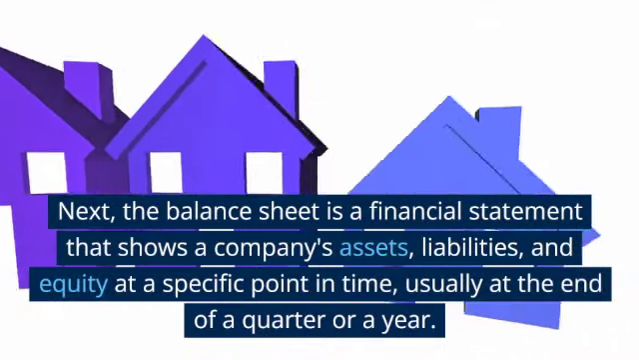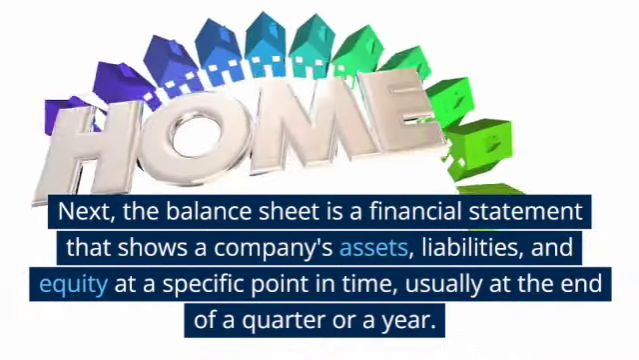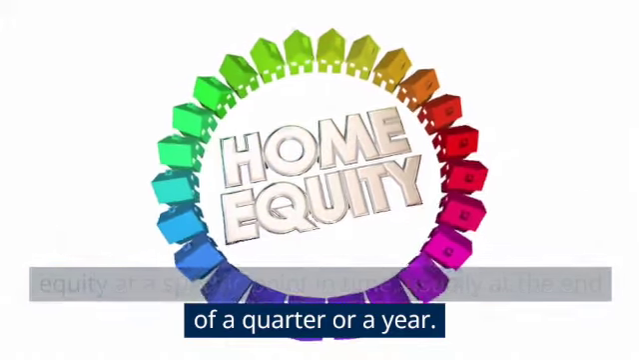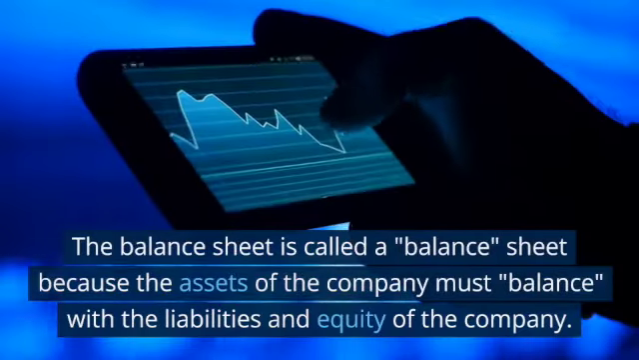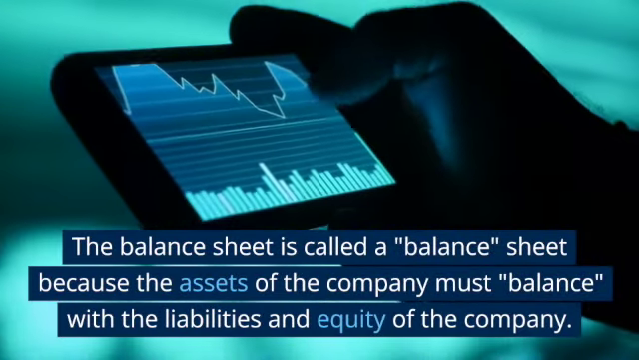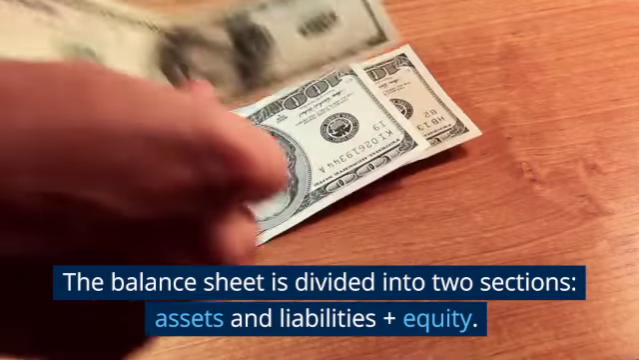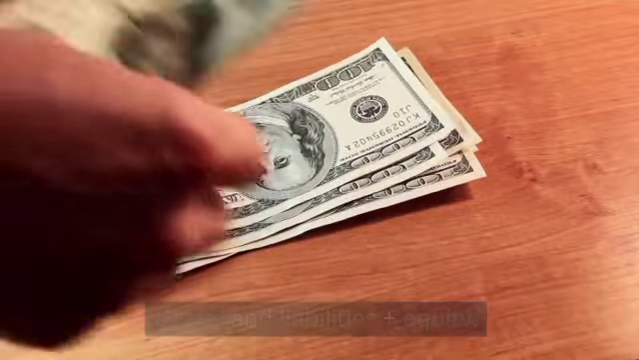Next, the balance sheet is a financial statement that shows a company's assets, liabilities, and equity at a specific point in time, usually at the end of a quarter or a year. The balance sheet is called a balance sheet because the assets of the company must balance with the liabilities and equity of the company. The balance sheet is divided into two sections, assets and liabilities plus equity.